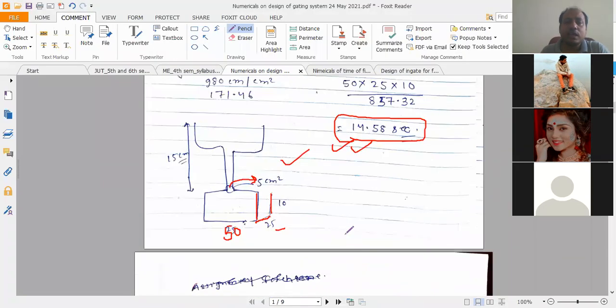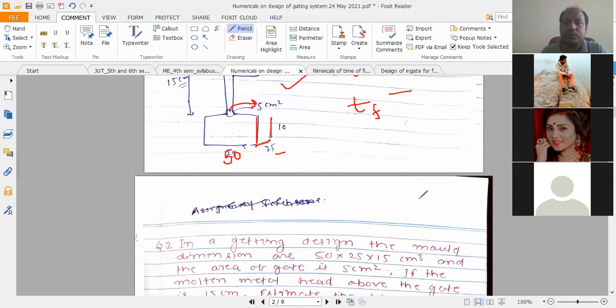ठीक है, तो आप अपने पास कैलकुलेटर रखिए और मेरे साथ क्वेश्चन सॉल्व करना है। So this one is the first question where time of filling for the top gate is applied, and we will find the answer 14.84858 second. You have to check it.